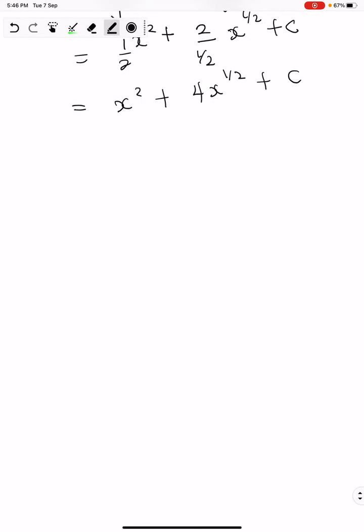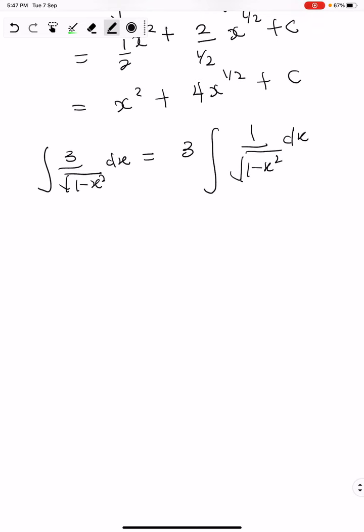All right, let's look at the third one. You have the integral of 3 divided by square root of 1 minus x squared dx. Then we can put the 3 out, 3 times the integral of 1 over square root of 1 minus x squared dx. The integral of this function gives us the sine inverse of x, as in the chart that was given earlier on. So we have 3 sine inverse of x plus our constant c.